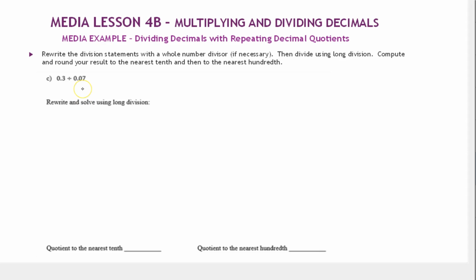So here's another one, 3 tenths divided by 7 hundredths. Let's set this up. I want to move this 2 places, so I need to move this 2 places. So this is equivalent to 30 divided by 7. Okay. So 3 tenths divided by 7 hundredths is the same as 30 divided by 7.